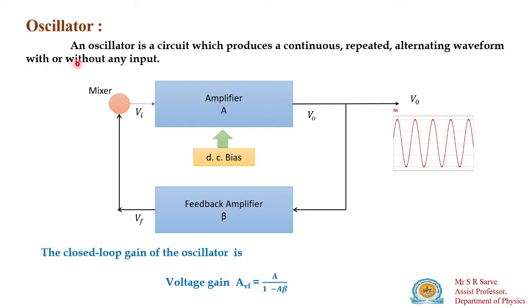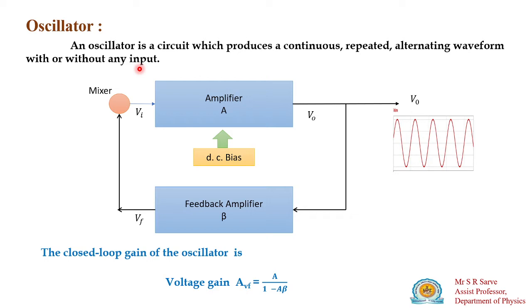If you do not provide any input to these oscillators, then also it will generate the output by taking DC voltage biasing conditions. Whenever there is a DC biasing, from that DC biasing voltage it takes the input and generates the output, or you can supply input also. With that input, it gets amplified and generates the output. So an oscillator is a circuit which generates alternating, repeated and continuous waveforms with or without inputs.